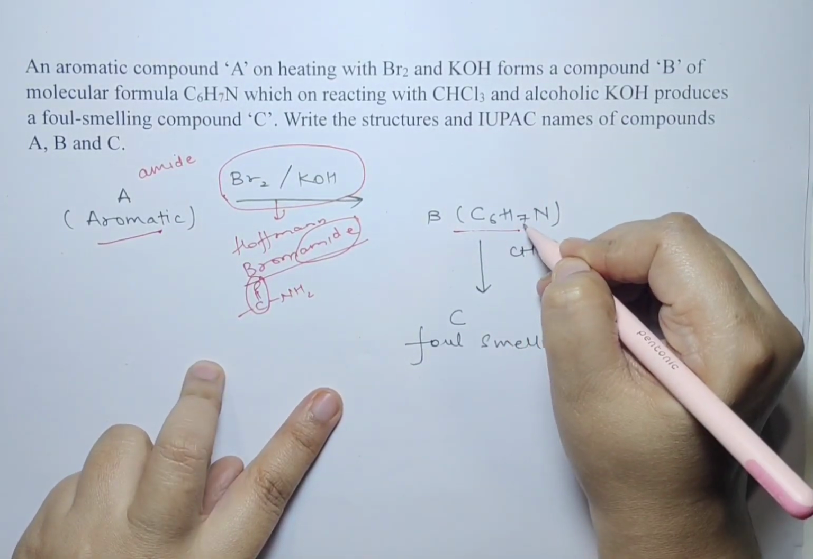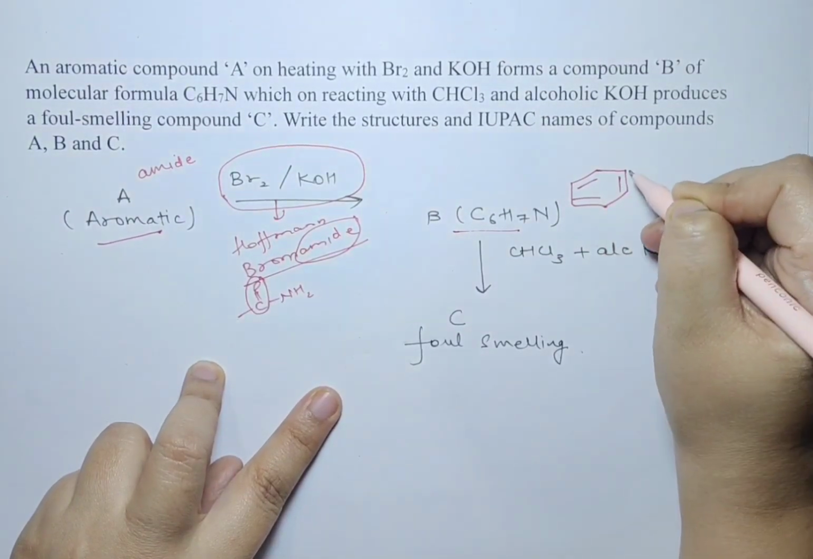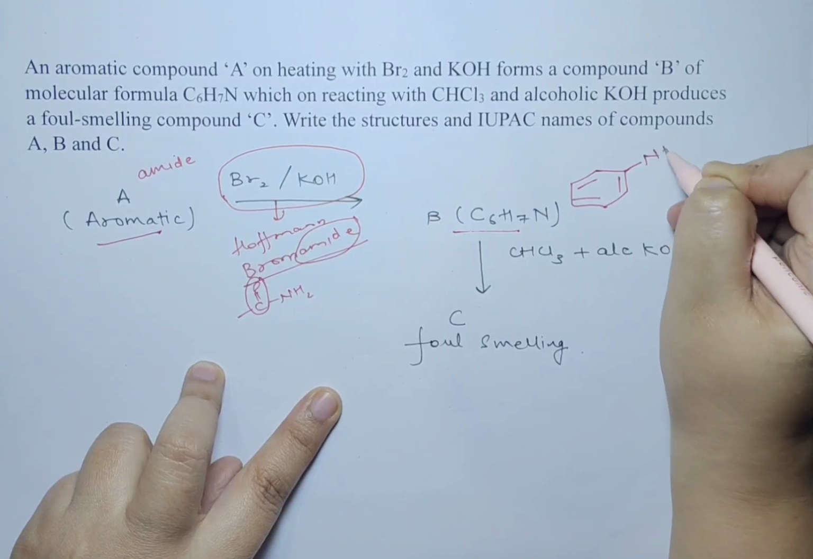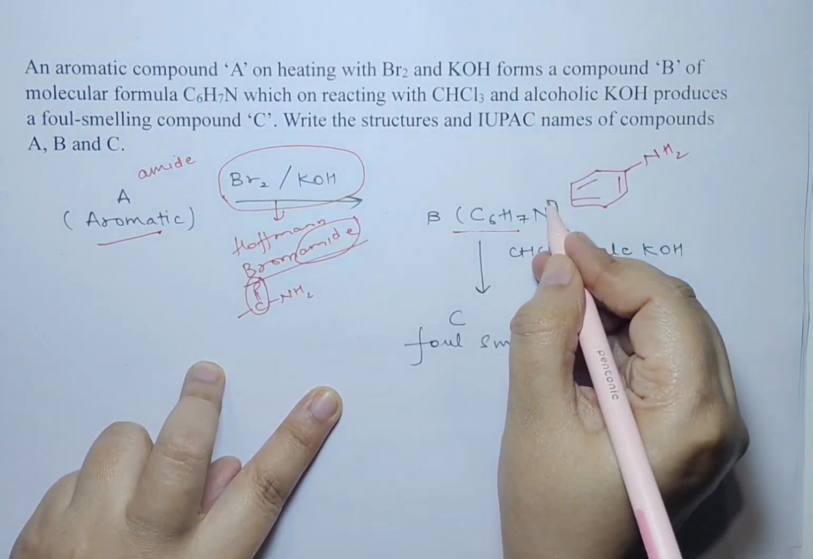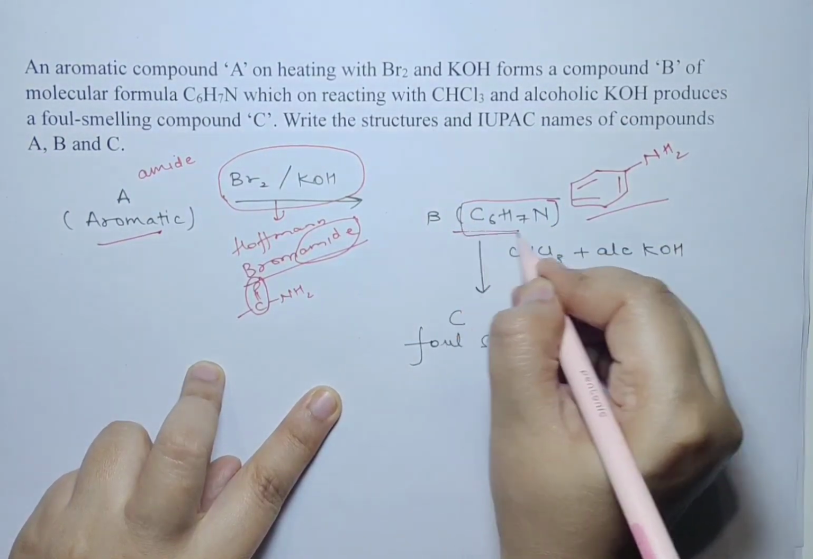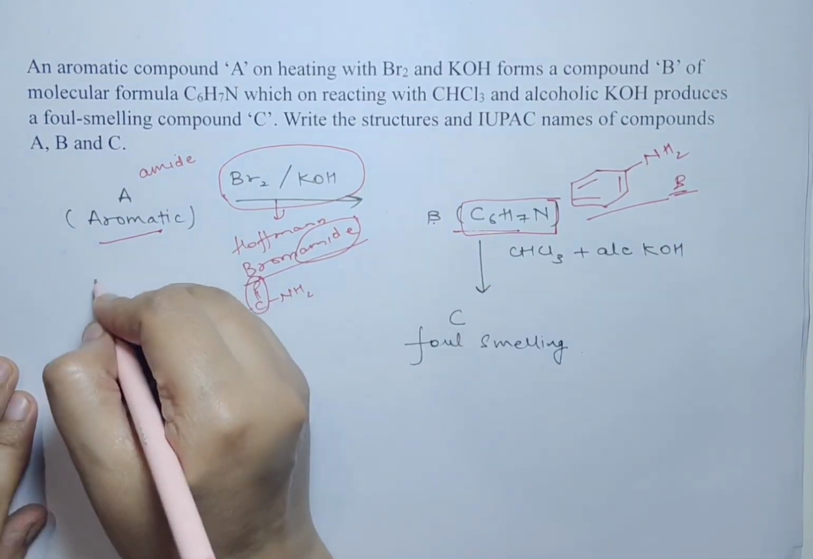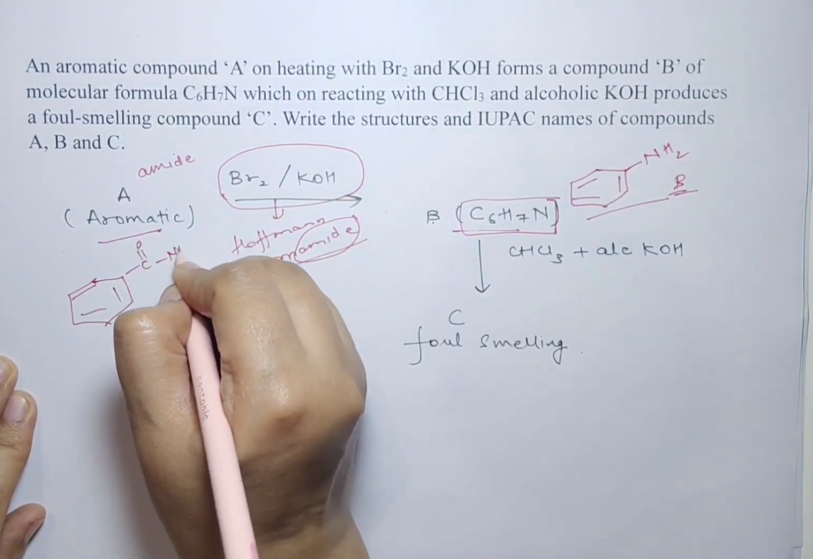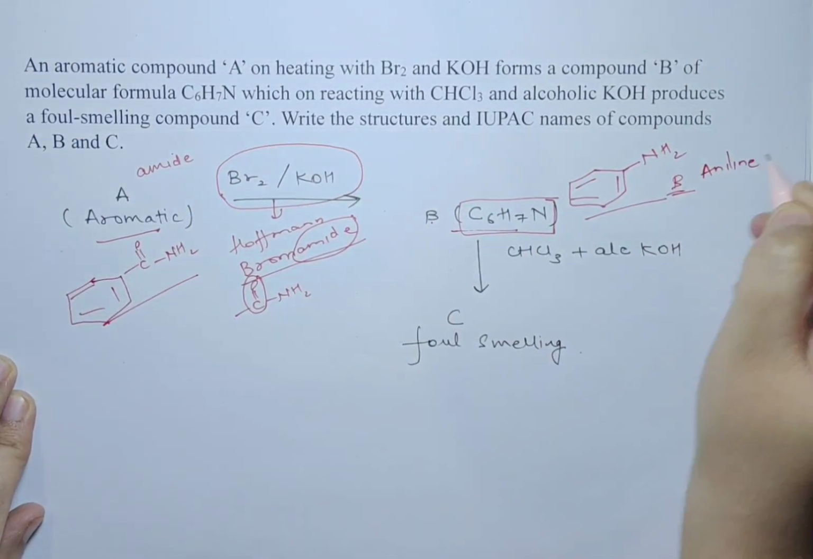So C6H7N, what is the possibility? C6H5, this benzene ring, then NH2. So 1 N and 2 hydrogens. So this structure fits this formula. So if this is your B, that means your A is this benzamide. This is your benzamide, this is your aniline, right?